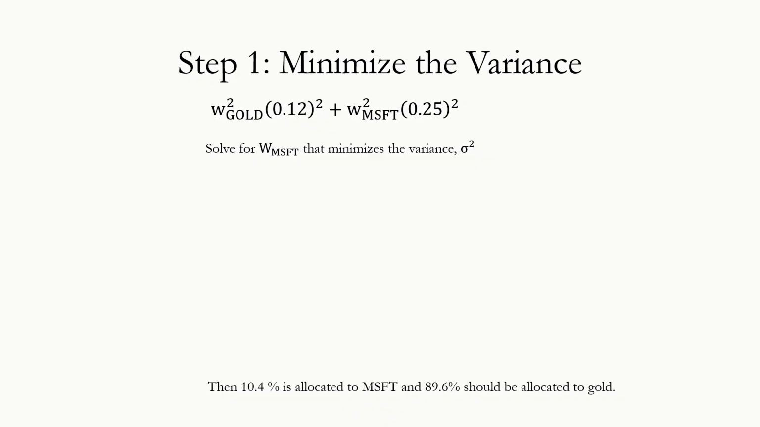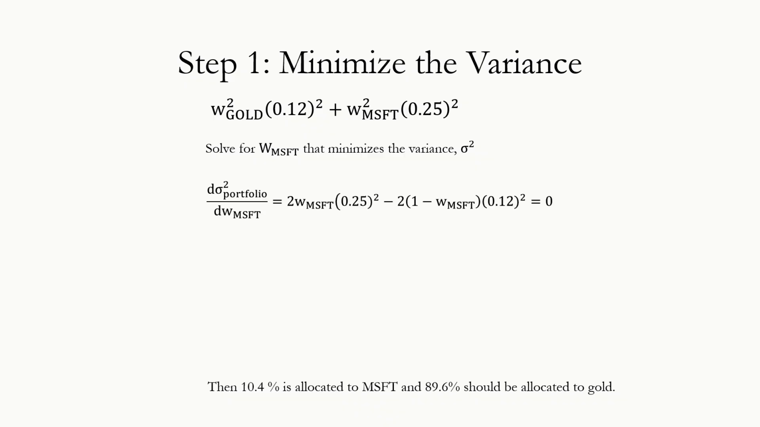So step one, what we want to do is find the minimum variance of the portfolio. That was the objective that I mentioned early on, that we want a portfolio that is not volatile, right, for a given expected return. So we're going to start off with that formula that we saw earlier, and then we're going to solve for the weight for Microsoft that minimizes the variance, sigma squared.